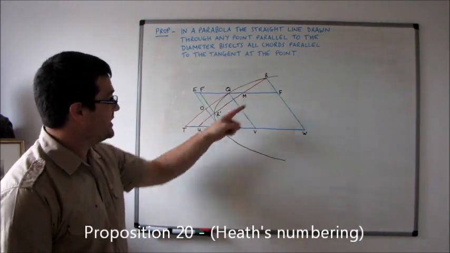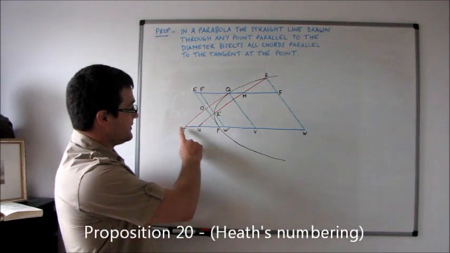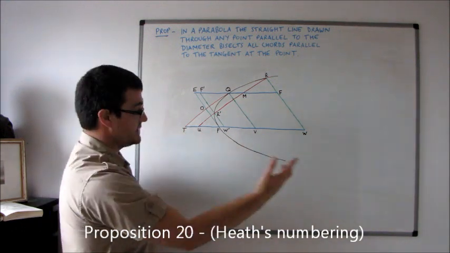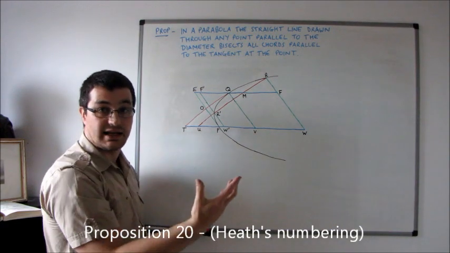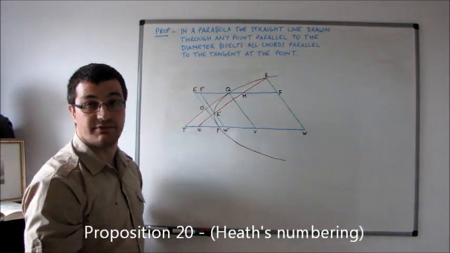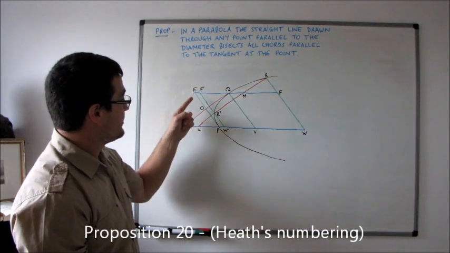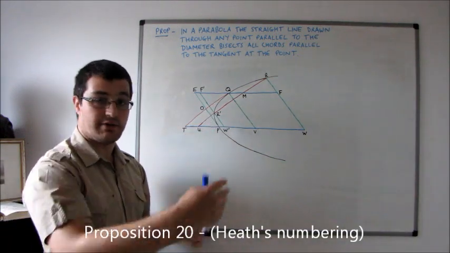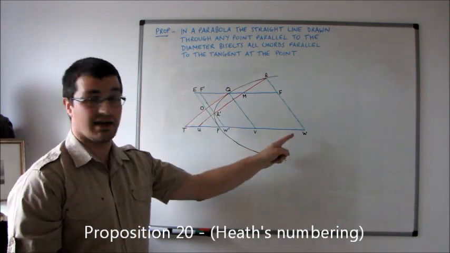So in the diagram here, we've got our parabola, and this line here, the blue line, if you can see that it's blue, through the point P is our diameter. So that's the diameter that's referred to in the statement of the proposition. Through another point on the parabola Q, we draw a line that's parallel to that diameter through P.